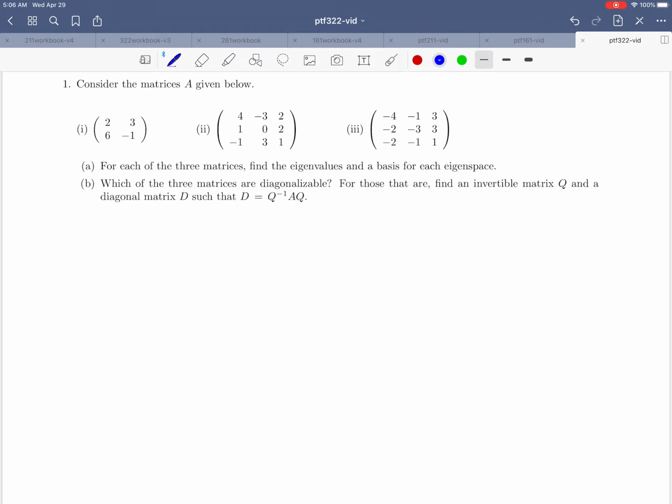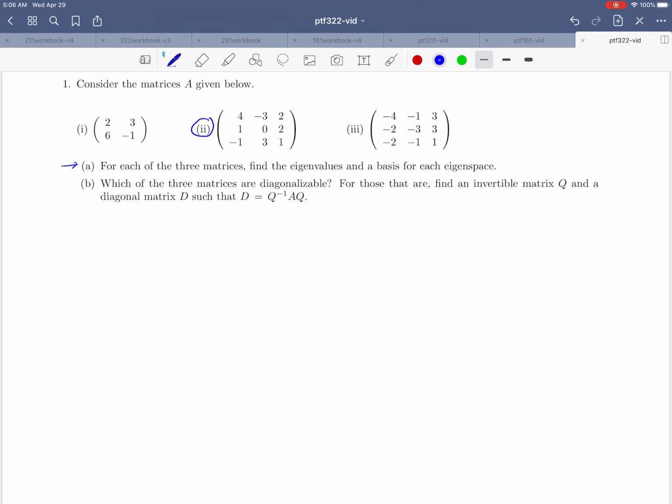In this video we will be looking at the matrix in part II here. This is the same exercise that we did in the first video of taking a matrix and first trying to determine what the eigenvalues and a basis for each eigenspace are.